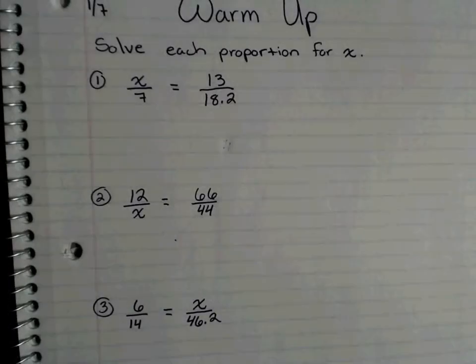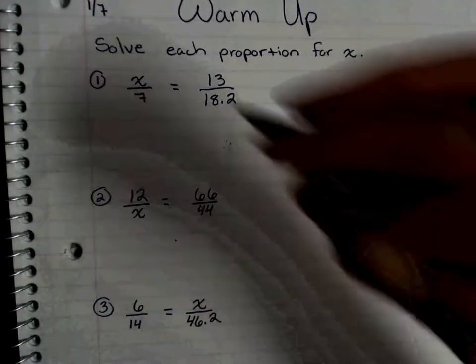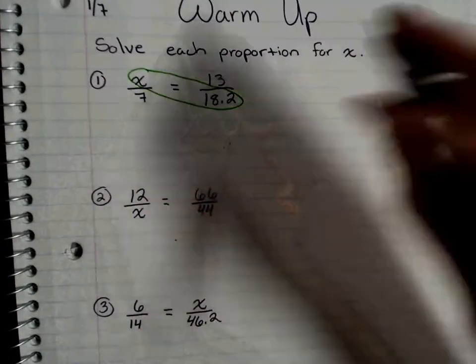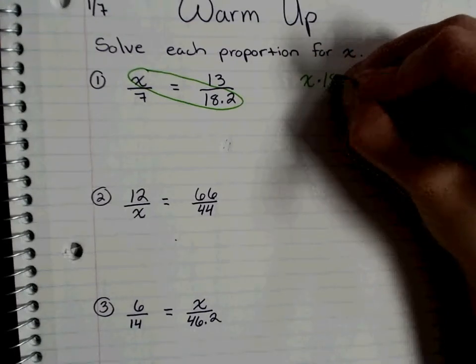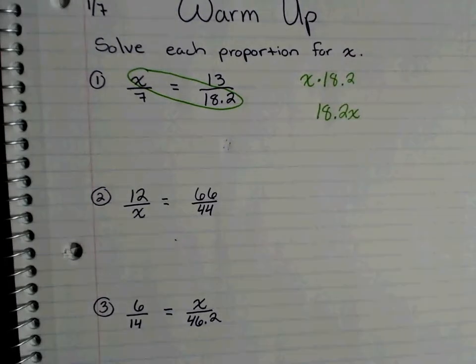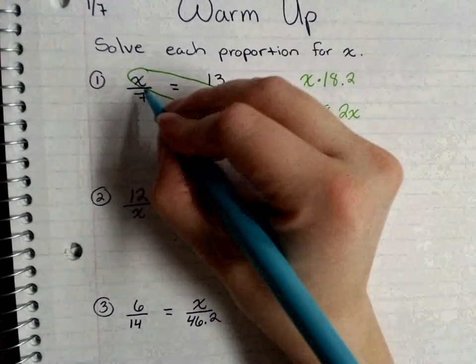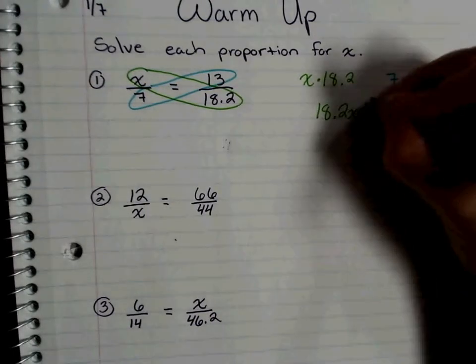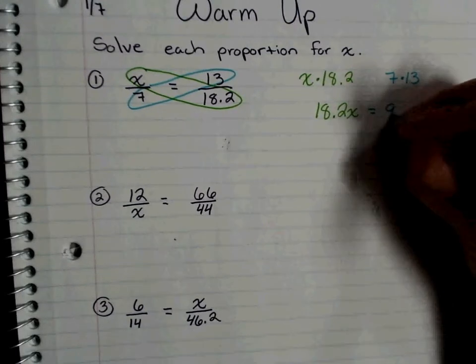All right, so here's the warm-up for number 1. What did you get, Ava? X equals 5. Very good. If you set it up and perform your cross product, remember we multiply the diagonals to create an equation. So X times 18.2 gives us 18.2X, and 7 times 13 is going to give us 91. So now we have 18.2x is equal to 91.